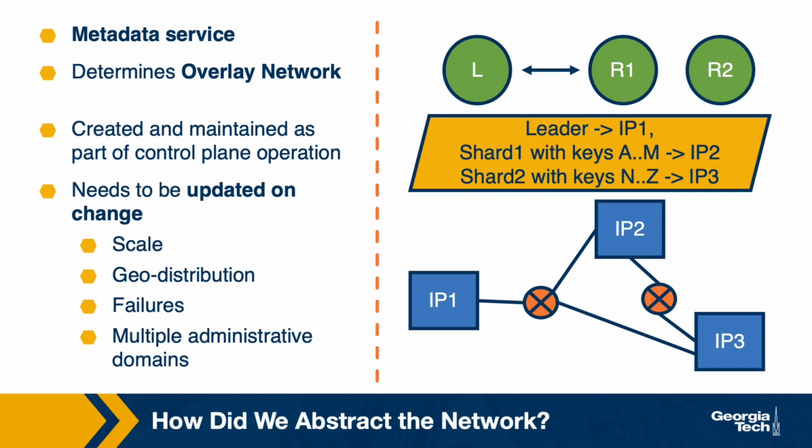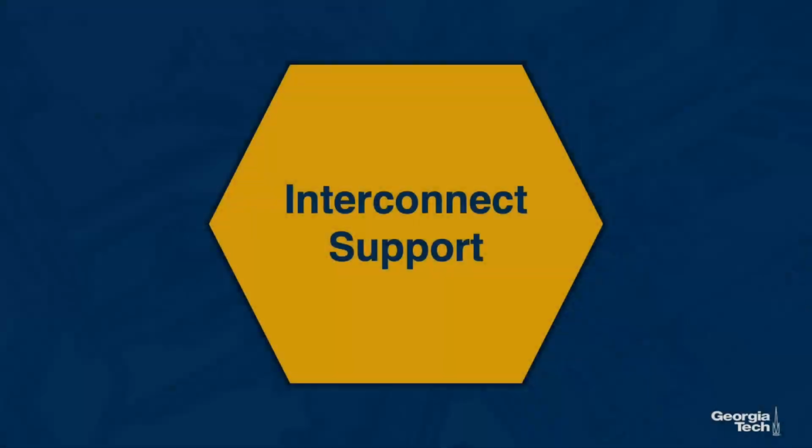In short, we need some mechanism that will allow us to maintain this state and to make it possible for messages to be exchanged among the different application level entities by ensuring that the corresponding network level identifiers can be discovered and used, even when we have to deal with all of these issues related to scale, to geodistribution, failures, decentralization, and so forth. Let's say a few words about the interconnect network.